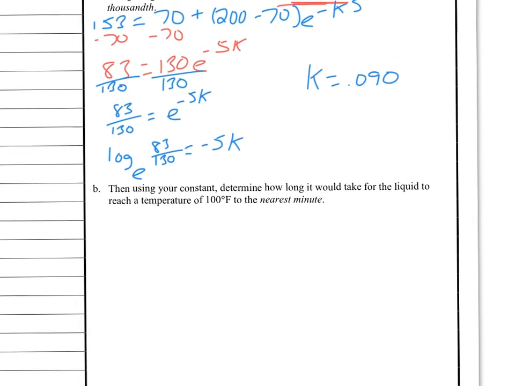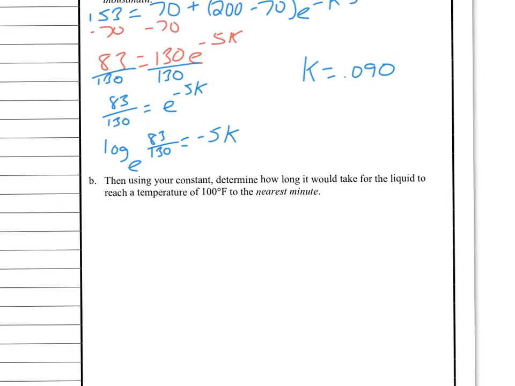And keep going. So, plugging in, we want the temperature to reach 100. Reaching 100 is the temperature after t minutes, which is the first part of the problem. So our new t value is now going to be 100. It was 153 before, but that was just so we could figure out what k was.